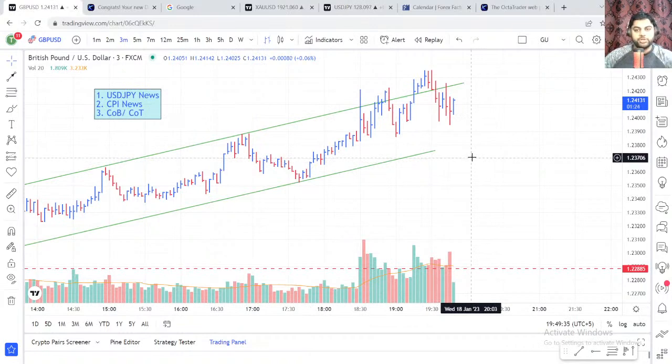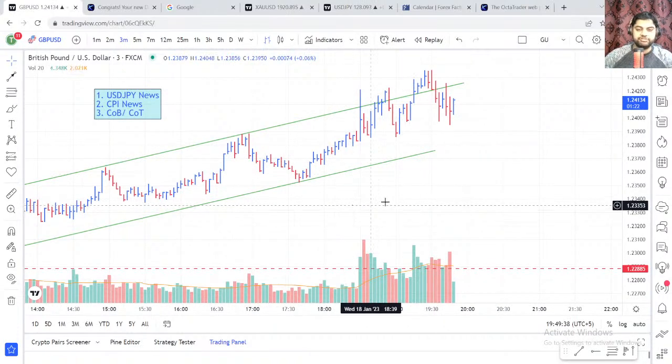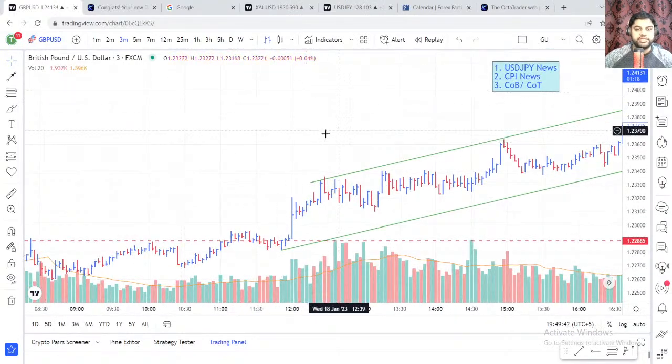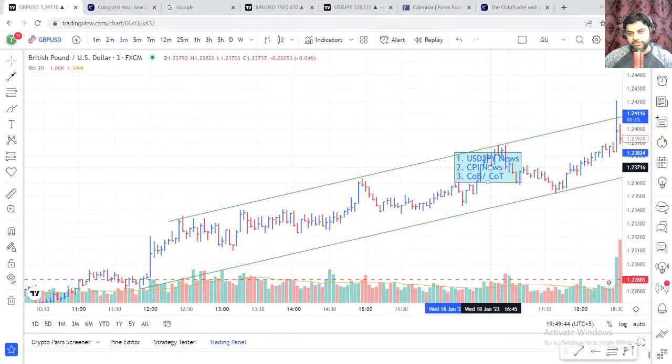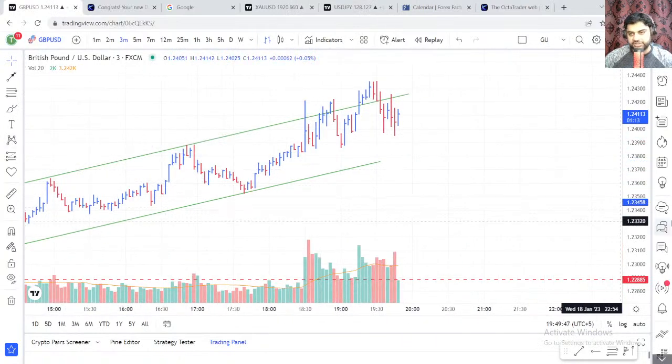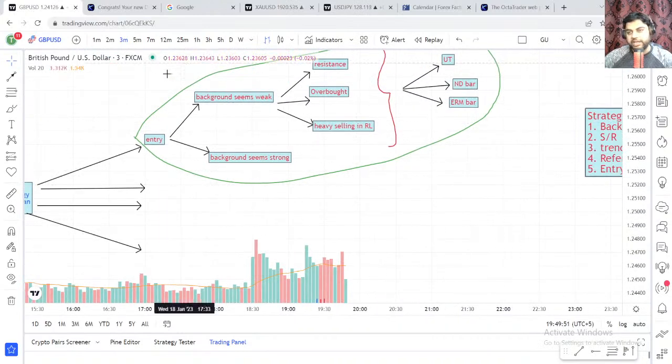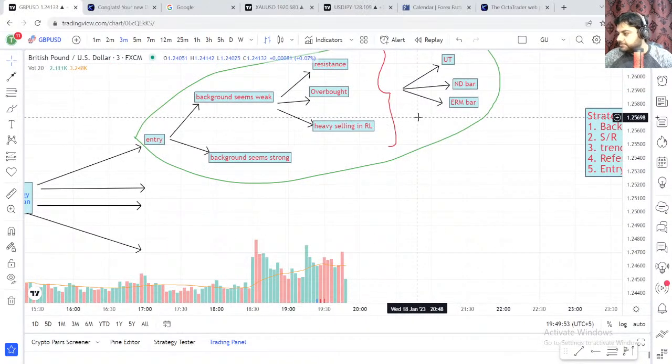Okay, so how do we do it? We will first of all analyze the background with the help of long-term analysis, with the help of higher time frame. So now I will put this text away so that it does not hinder anything. I hope you guys don't have any questions regarding this.